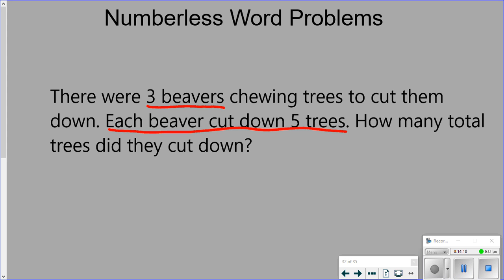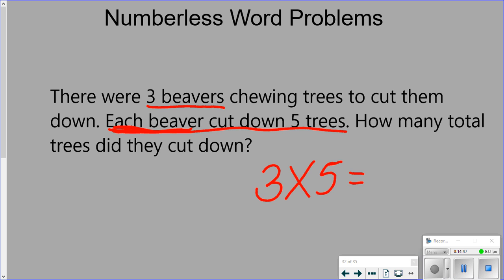I was going to say, how do you know we're adding? So because these are not the same thing, I can't add them together. And then we know that each beaver is cutting down, which means beaver number 1 cut down 5 trees. Beaver number 2 cut down how many trees? Beaver number 3 cut down how many trees? 5. So I'm having 3 beavers, or my groups. Each did 5. So 3 groups of 5. How many trees did they cut in total?